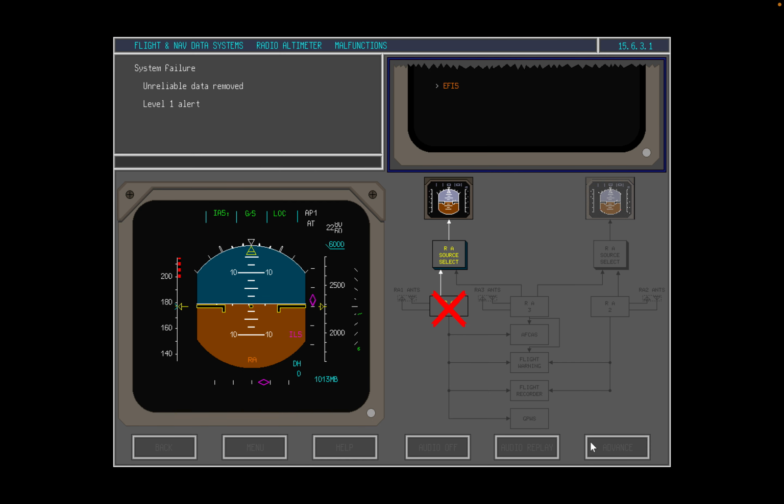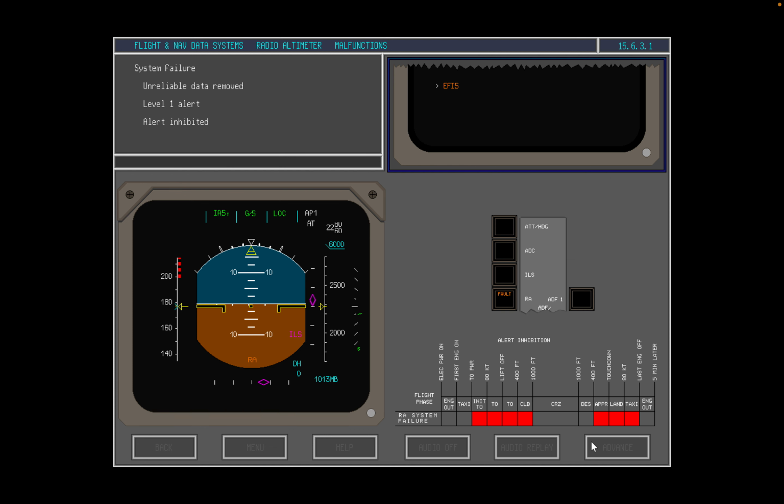A radio altimeter system failure is annunciated by an amber flag on the PFD, an EFIS message on the MFDU, and a local light on the radio altitude source select button. All radio altitude data is removed from the primary flight display. This is a level 1 alert. This alert is subject to inhibition during some flight phases.